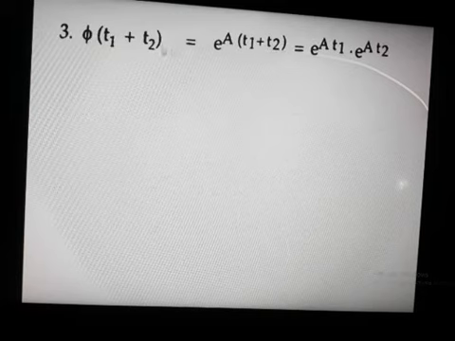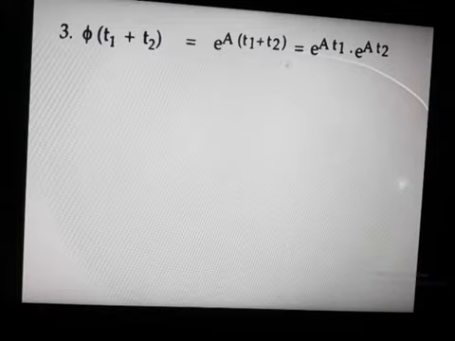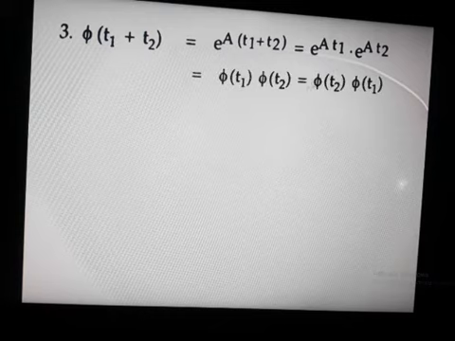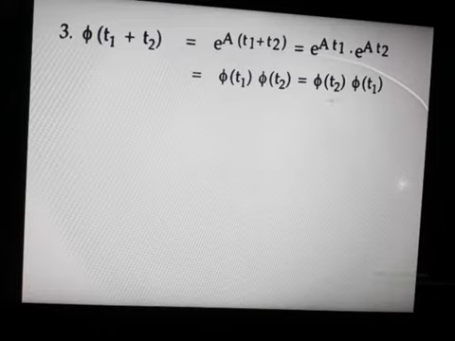And similarly we have one more time shifting property, that is phi of t1 plus t2 is equal to e power A into t1 plus t2. That we can write in the form e power A t1 into e power A t2. I think you know this, it's a very simple formula. We can also write phi of t1 into phi of t2 is equal to phi of t2 into phi of t1. And similarly, in the S domain also we have some frequency shifting property.